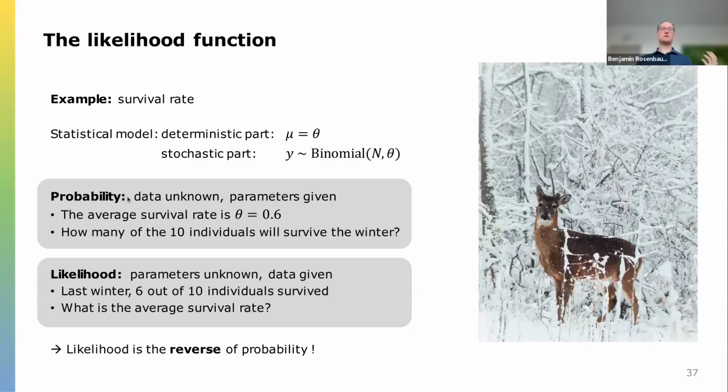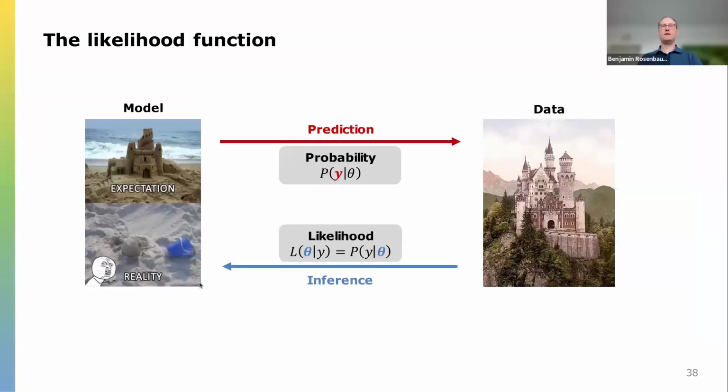We talked about probability distributions in the beginning. Now we have the opposite situation. The data is given, but we want to estimate some parameters here. So this way is prediction, right? If I know the parameter, I can predict different outcomes and also their probability. However, we are in a different situation. Now we have observed some data, and we may want to make some inference on the parameter values, for instance, the mean survival rate.